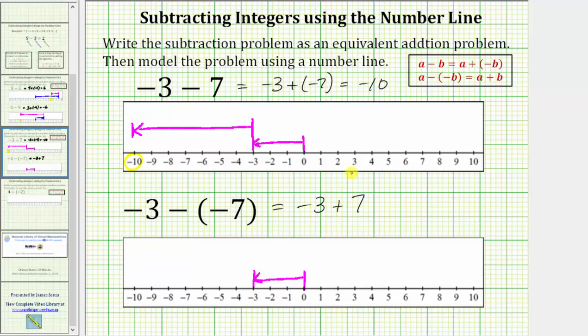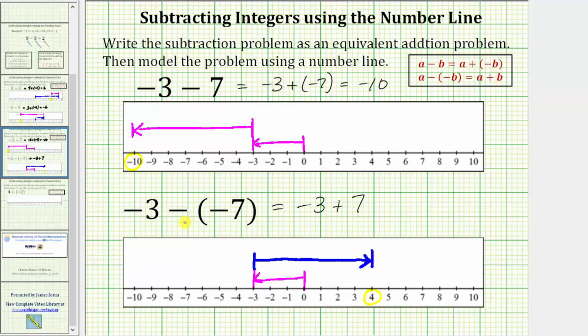Let's first model the addition. To add 7, we would move right 7 units from negative 3. So if we move right 7 units from negative 3, we would be at positive 4 on the number line, which is the sum as well as the difference.